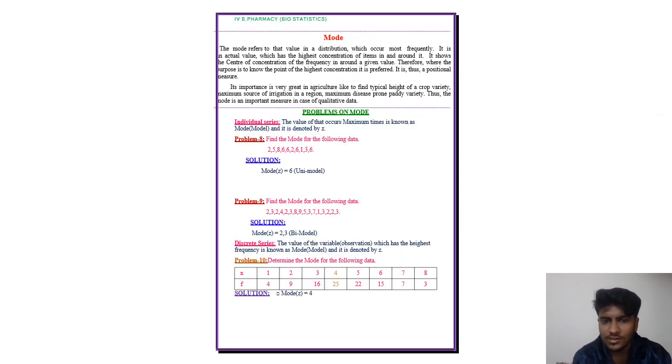And then we have mode. For mode, you have to find the most repeated value. One is unimodal, but then you have bimodal, and then you have multimodal. So there can be either one value which is repeated, two values which are repeated, or three or more values which are repeated. In this case, you can directly see that 6 is repeated so many times, so that is the mode. Now when you have X and F, there also you simply have to see the F value. The one with the highest value of F will be your mode.